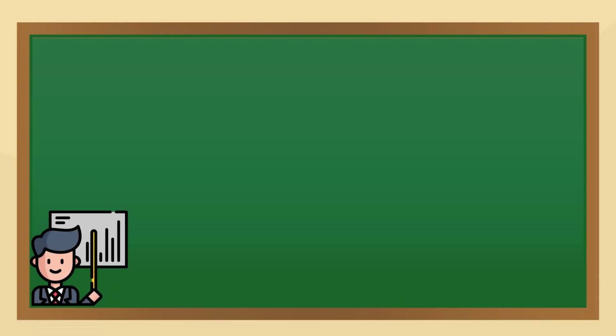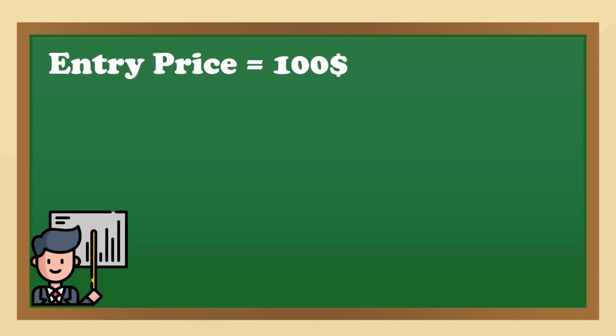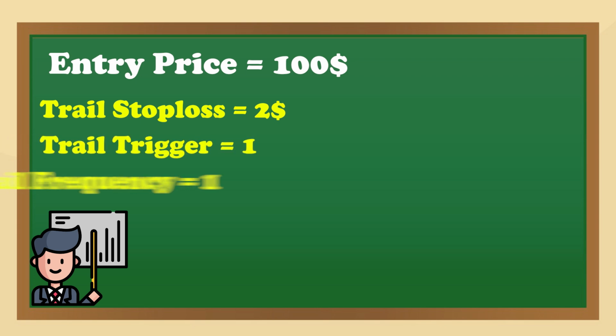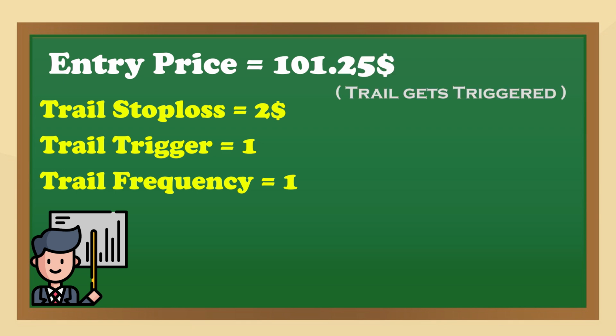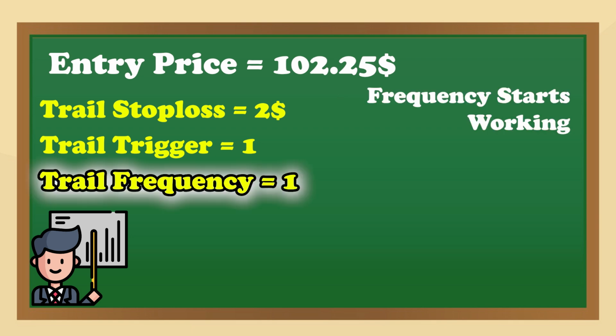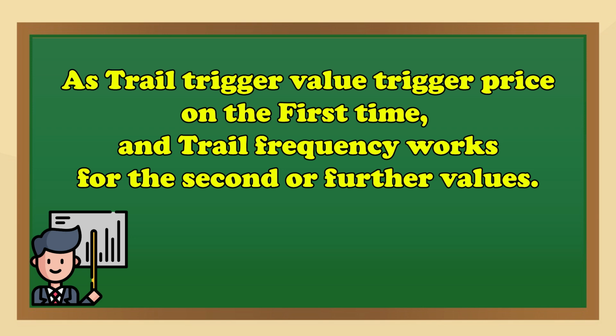For example, I place an entry at $100 and my trail stop loss value is $2. The trail trigger value is 1, and the trail frequency is also 1. So when my price moves to 101, no change is going to happen. When the price moves to 101.25, then my trail is going to get triggered. And then if my price moves to 102.25, the frequency is going to come into the picture. The trail trigger value triggers on the first time, and trail frequency works for the second and further values.